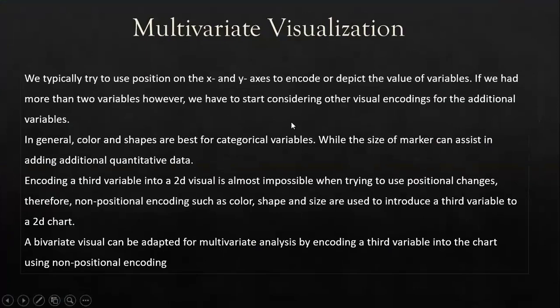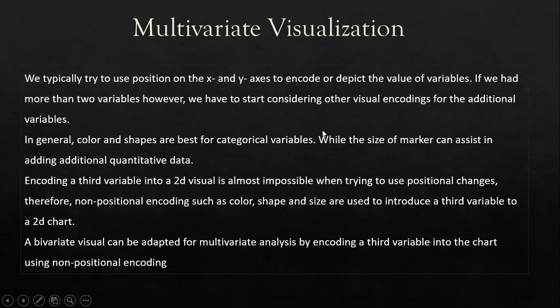The multivariate. We've talked about the univariate, the bivariate, the kind of charts to use, then the multivariate. We typically try to use position on the X and Y axis to encode or depict the value of a variable. If we have more than two variables, however, we have to start considering other visual types.